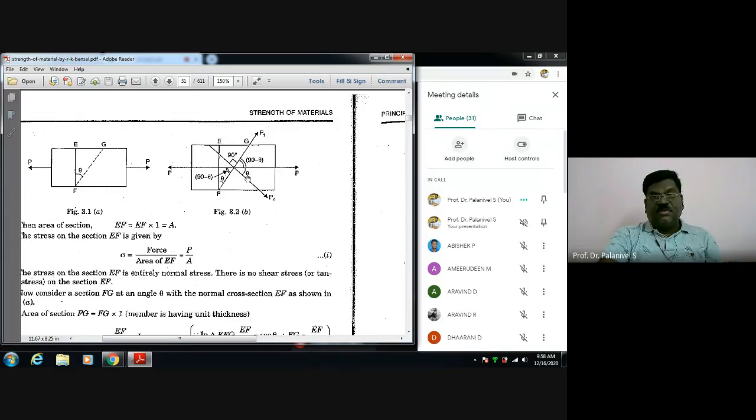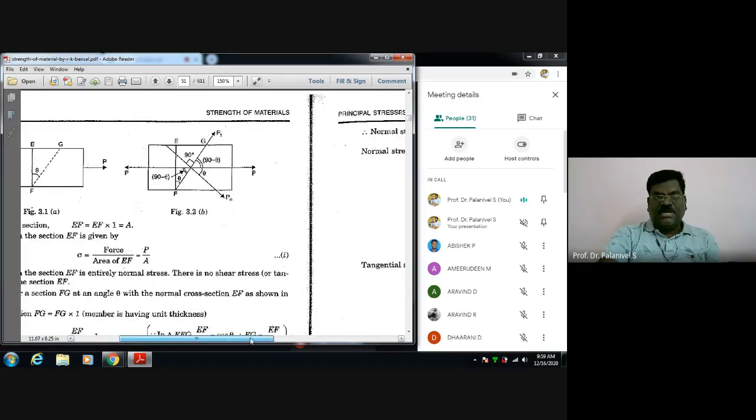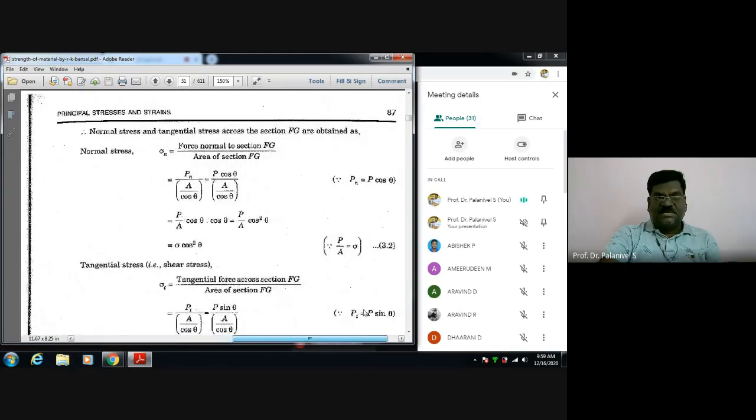So this P is acting like this. If I want to resolve it perpendicular to this incline FG, it is P cos theta. If you apply your mind, you will understand. So Pn is P cos theta. That's what is written here. If I were doing it on the board, I could explain nicely, but please later go through these notes and the textbook, Bansal, which all of you have as a soft copy, and study leisurely.